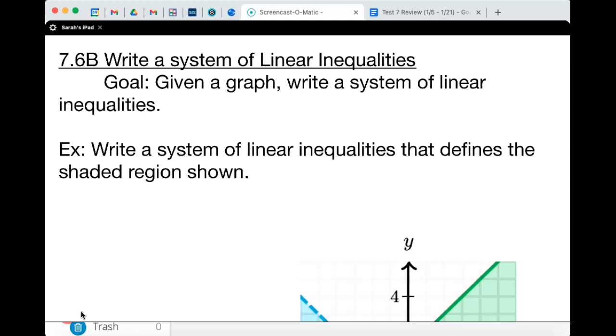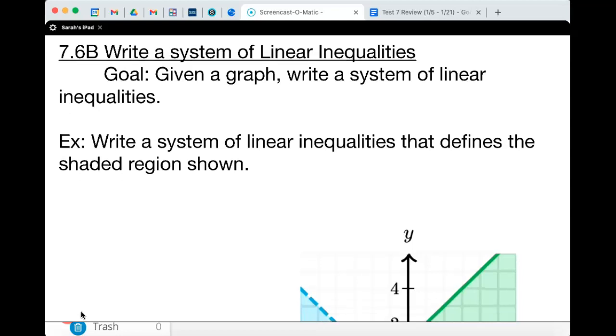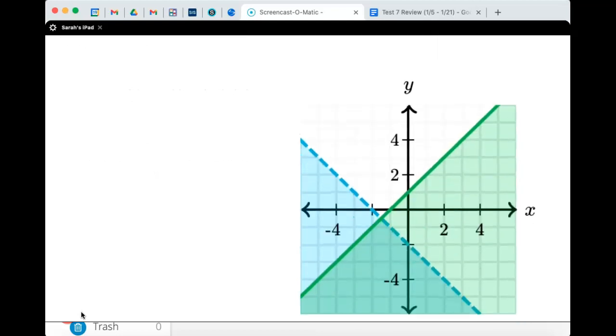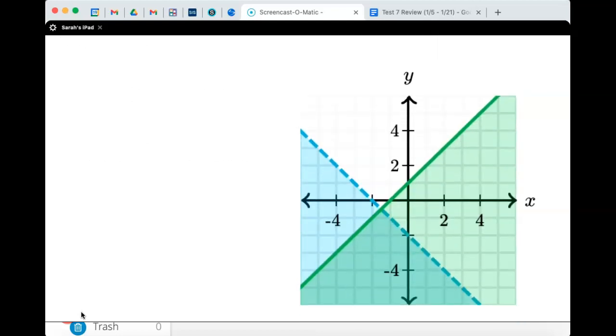So we are writing equations of lines now. Yesterday we were given inequalities and had to graph them. Now we're going the opposite way. They're going to give us the graph, and we have to write the linear inequalities. Okay, are we ready? We wrote the title down. Here's our first example. We would like to write the equation of the green line and the blue line.